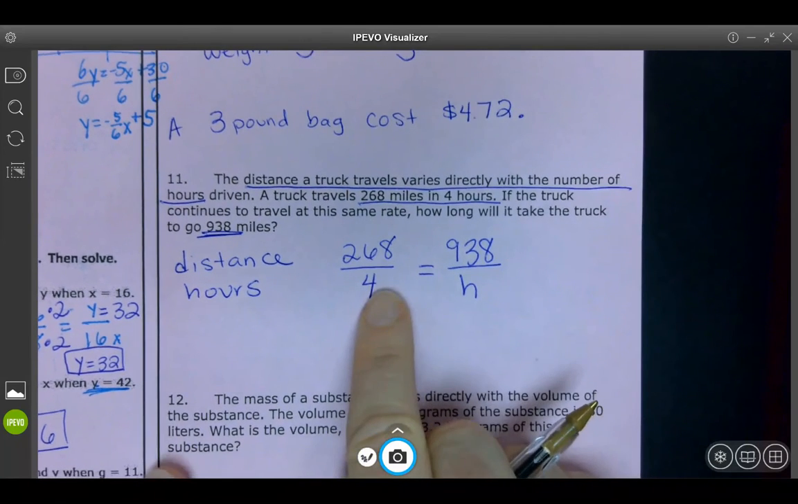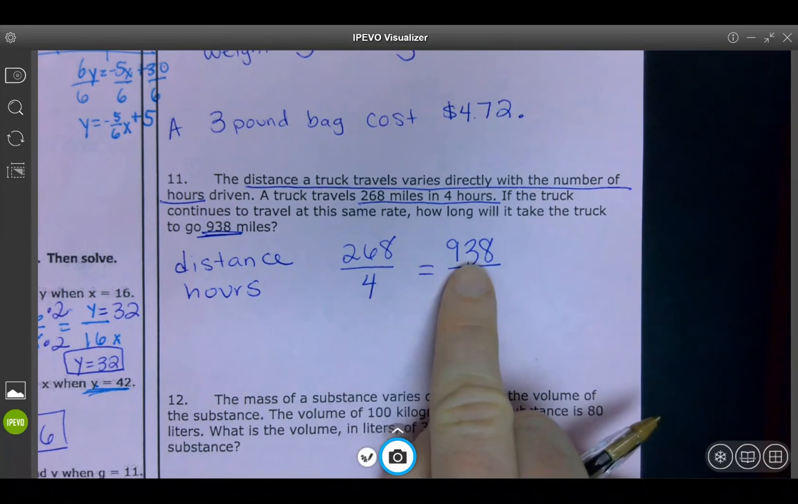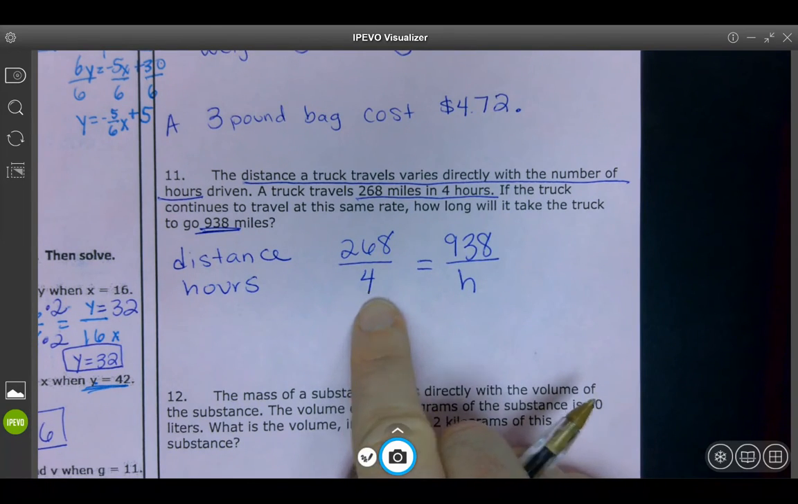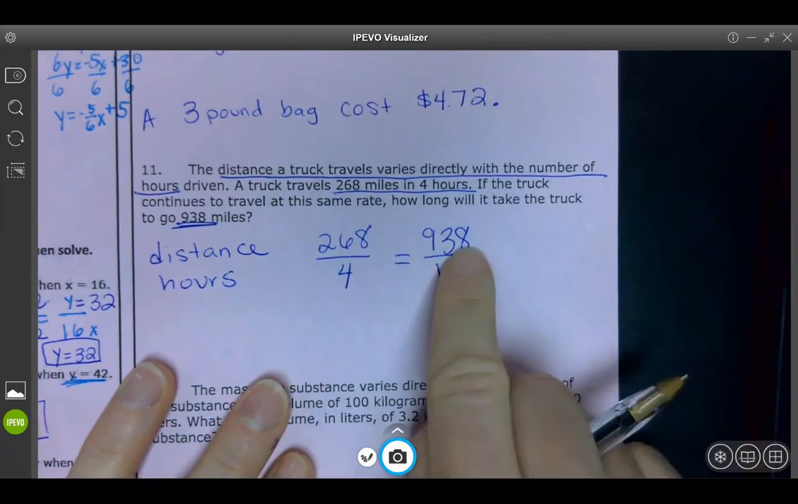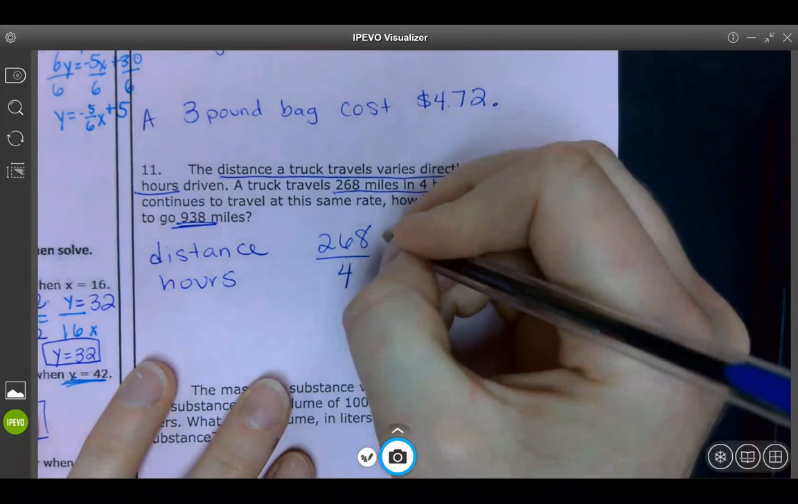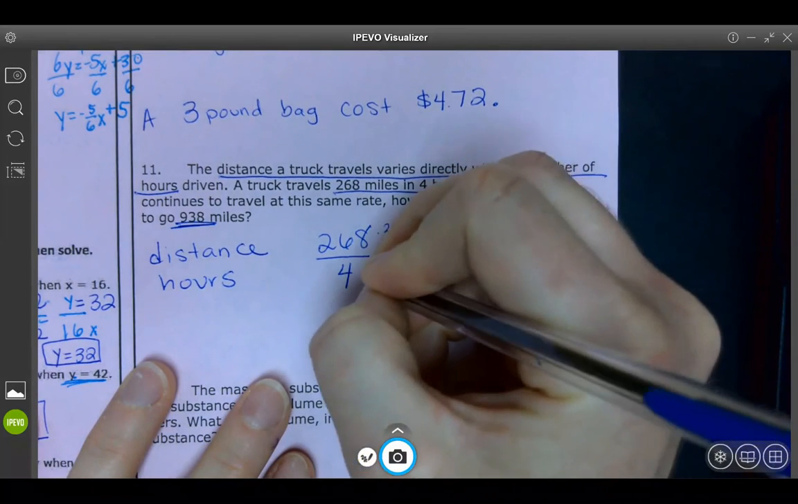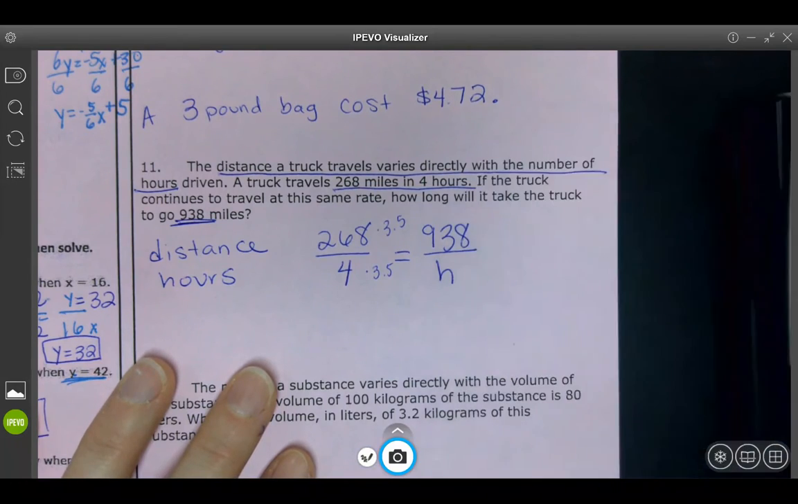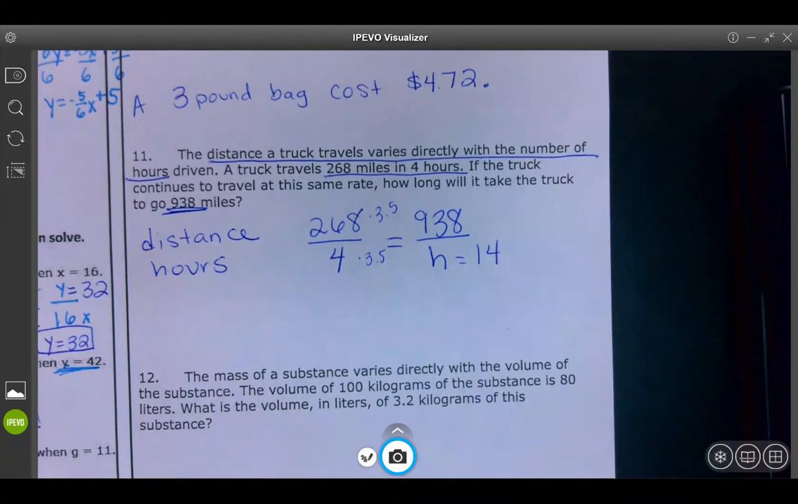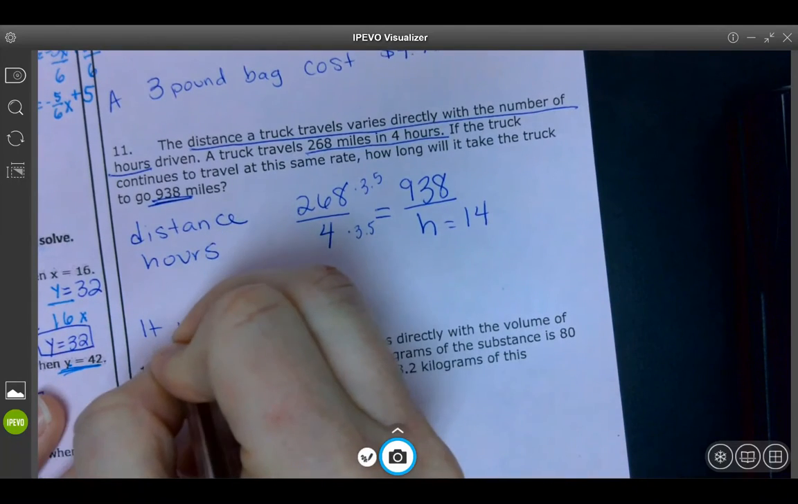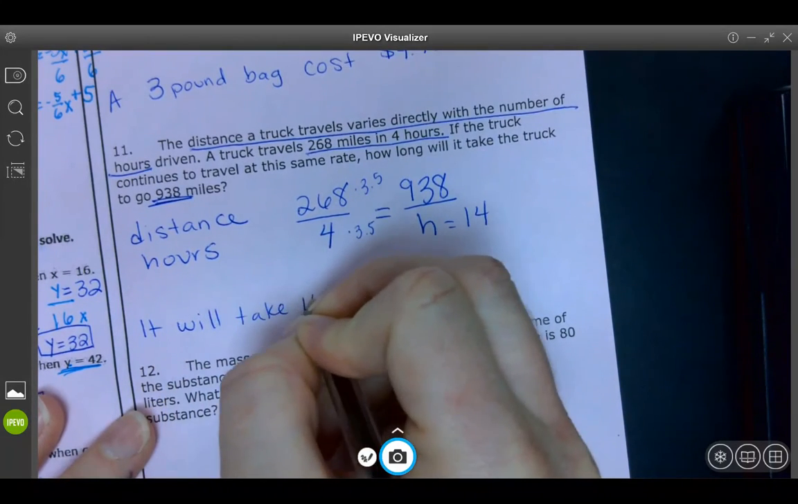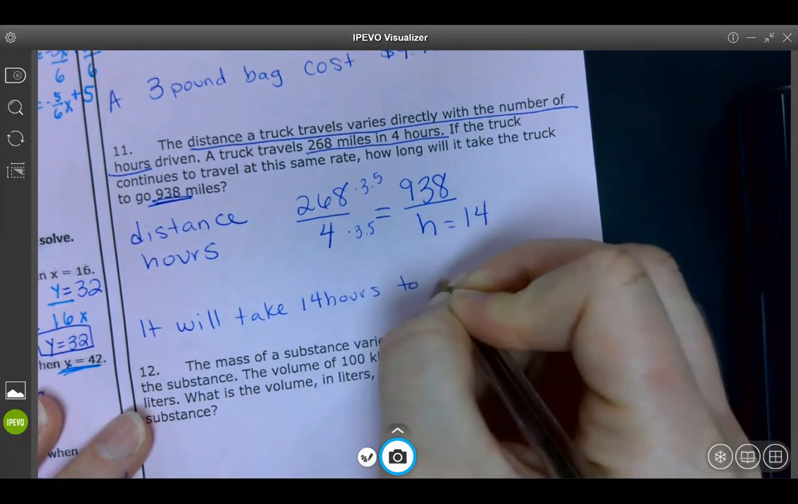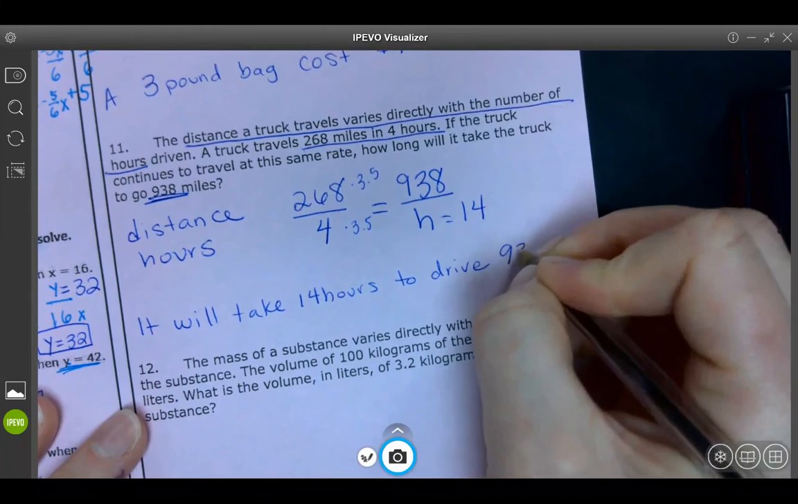So is it going to take more or less? It's going to take more. Yeah, quite a bit more. More than double. So it's 3.5. So you divide that and find 3.5 is our constant. So times 3.5. So 14. So we need to write it in words. So it says, how long will it take the truck to go 938 miles? It will take 14 hours to drive 938 miles.